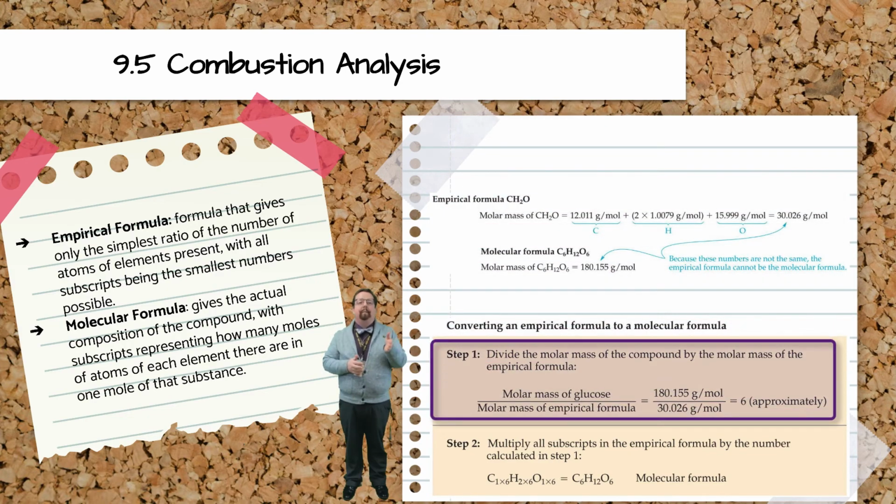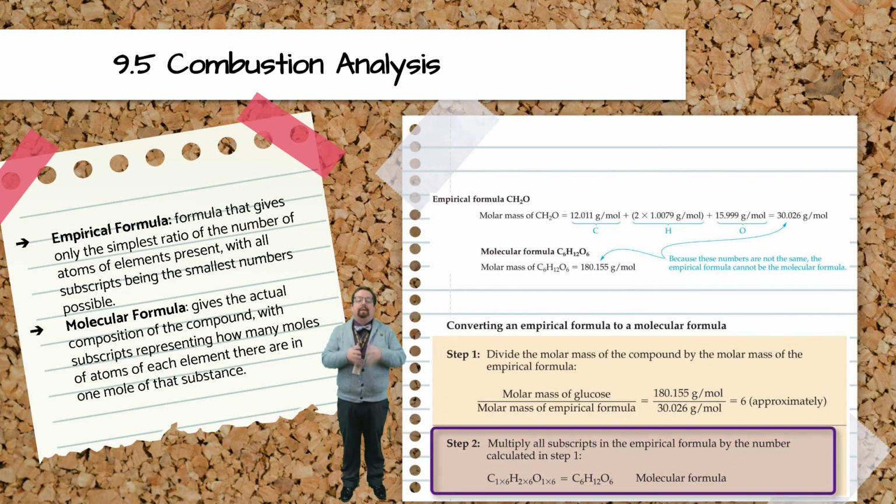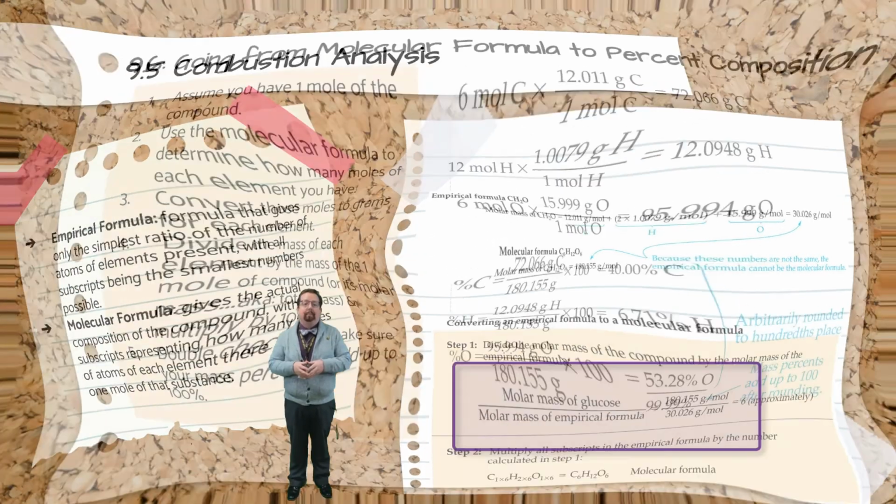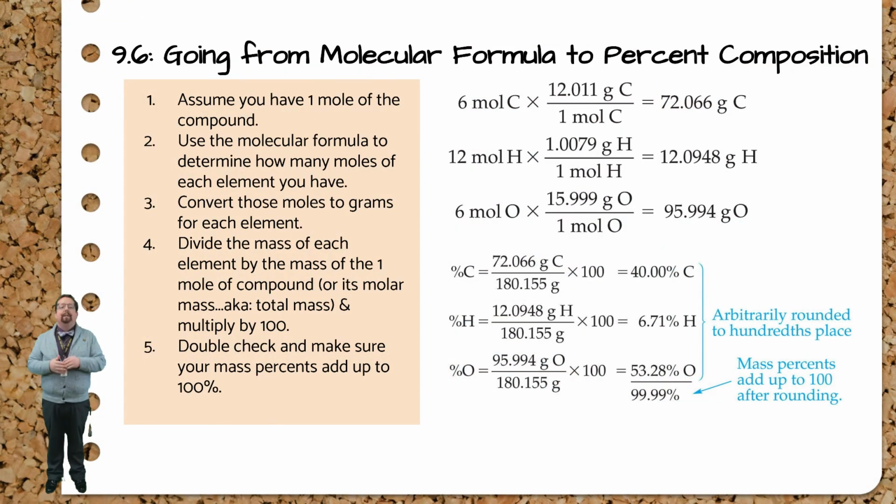To convert from empirical to molecular, you take the molar mass of your compound divided by the molar mass of your empirical formula. In this case, we get about 6. This means that each of the subscripts in our molecular formula are actually 6 times what they are in the empirical formula. So based on that information, it turns out our actual molecular formula is C6H12O6, so our compound is probably glucose.